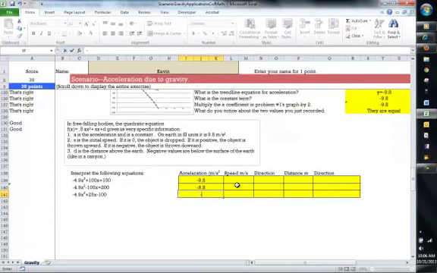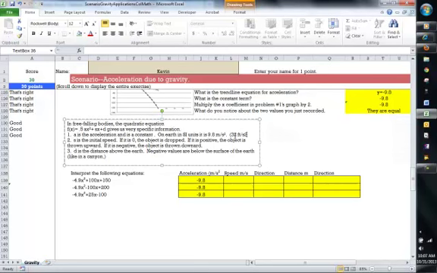The acceleration is always negative 9.8 if you're in the metric. If you're in the USCS system, it's 32 feet per second squared.